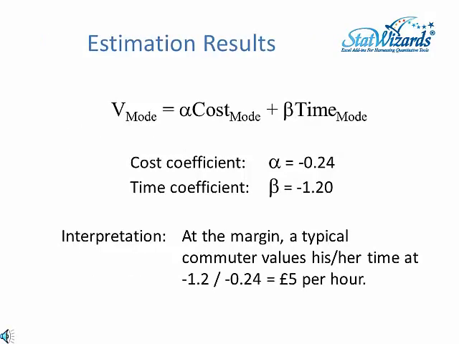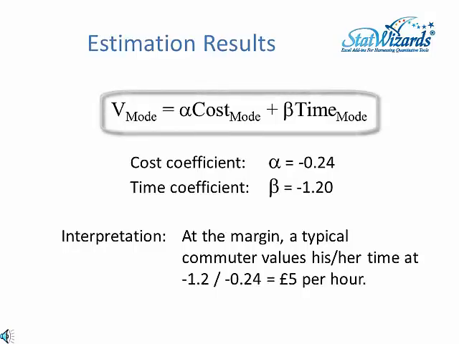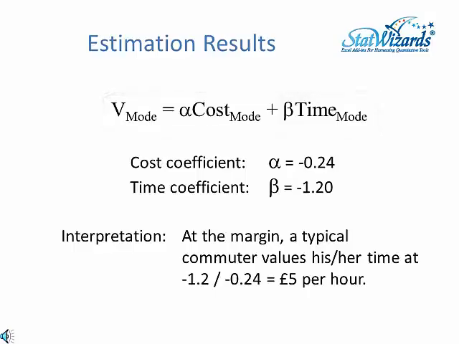We return to our equation for representative value. As you can see, the value for a particular mode of transportation is equal to alpha times the cost of that mode plus beta times the travel time for that mode. We can estimate the values of alpha and beta using a statistical technique known as multinomial logit. When we do this, we obtain the value of minus 0.24 for alpha and minus 1.20 for beta.